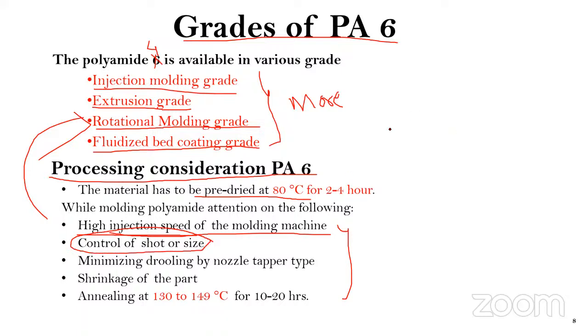The raw material size should be small. If they are coming in pellet form, the pellet should be smaller in size, and the quantity we are using as feed stock for the injection grade should also be checked properly. Then minimize drooling by nozzle taper.